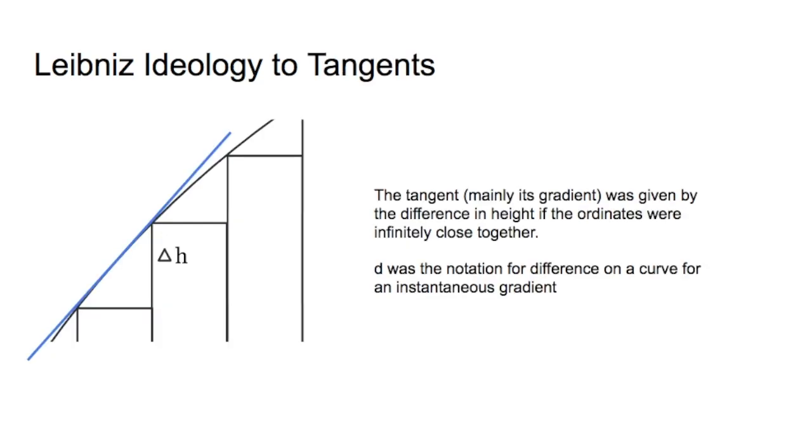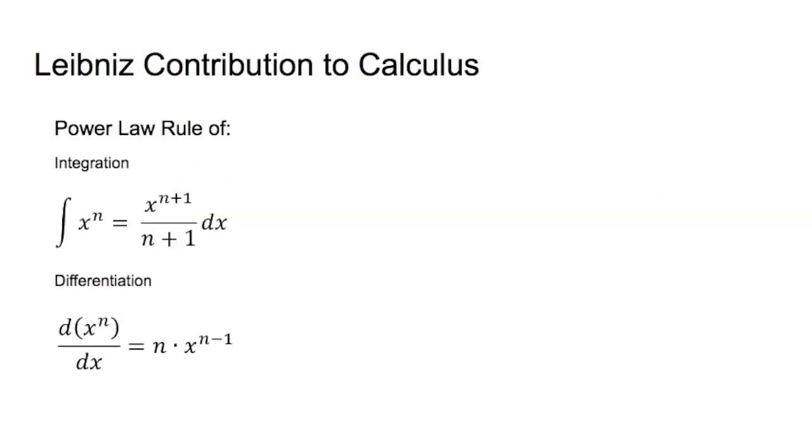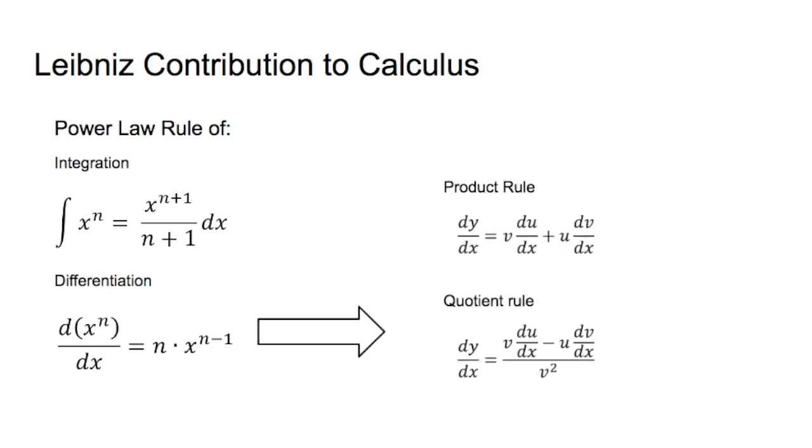Additionally, at the time it was known that areas and tangents were related. Leibniz realized that the instantaneous tangent of a curve was given by the difference in height between two ordinates infinitesimally close together. Therefore, d was used to signify the transformation of calculating the tangent to a curve. By 1677, Leibniz finalized the power law rule of integration and differentiation. Furthermore, he had also formulated the product and quotient rules of differentiation.